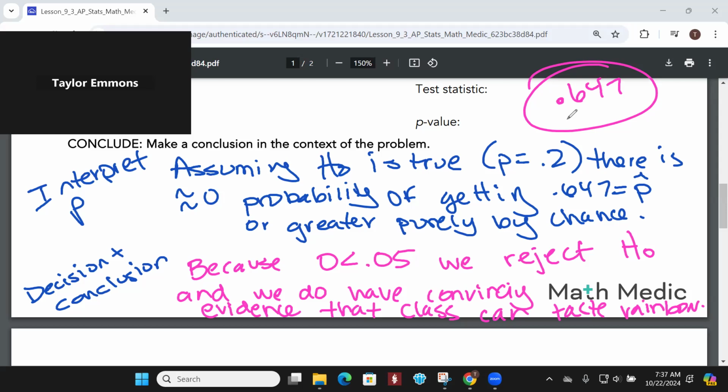H of O. HA is the alternative hypothesis.